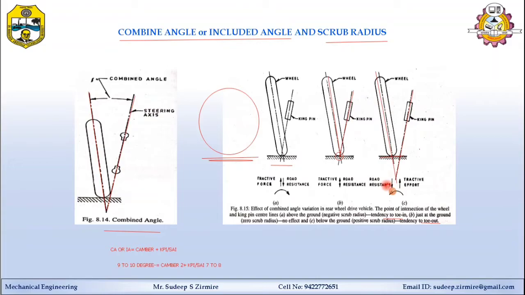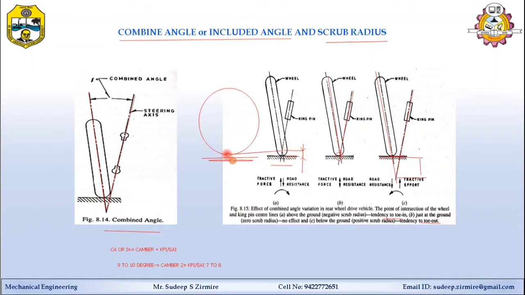So see here friend, the intersection point of the center line of the wheel and the kingpin line inclination to the ground point, the distance here you can see is called the scrub radius. In that case, this to this is called the scrub radius. Here this is called the scrub radius.